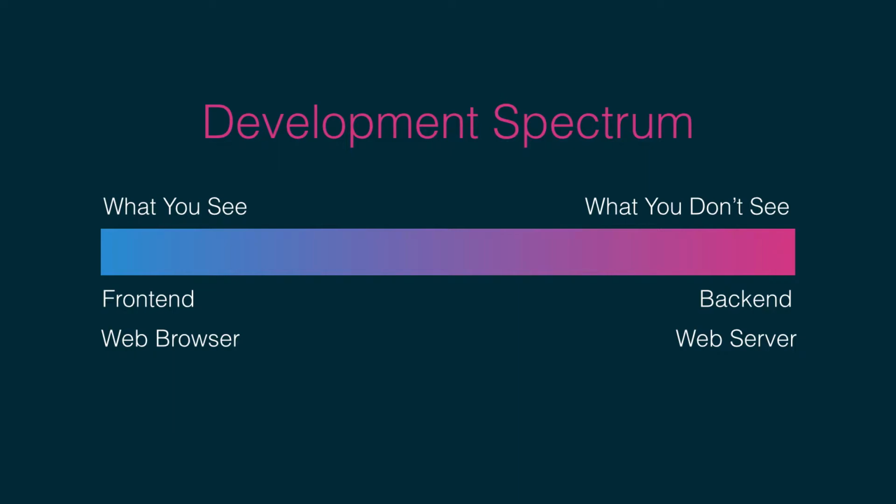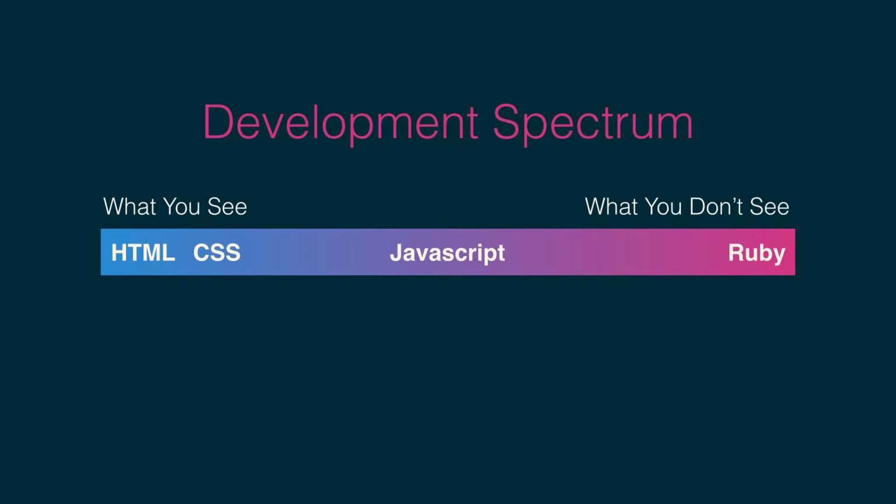Now when I overlay on the spectrum what we're going to be learning, HTML and CSS are both on the side of the spectrum of what you see. Whenever you go to Google, you're seeing HTML and CSS rendered in front of you by your browser. JavaScript is an interesting beast in that you don't really see it, but in a way you don't really see HTML or CSS either, you see the effects of them. With JavaScript, you don't see it, but you do see the interactions that it provides.